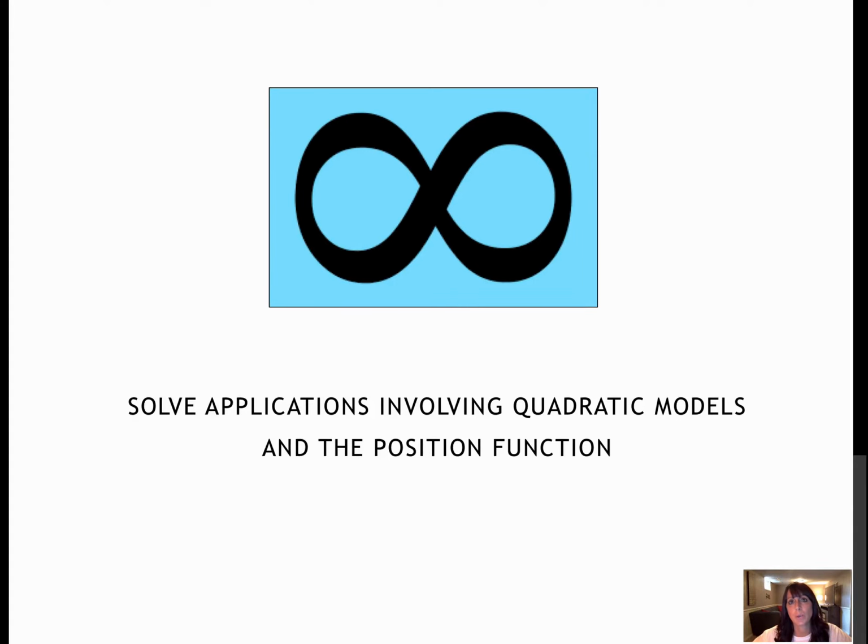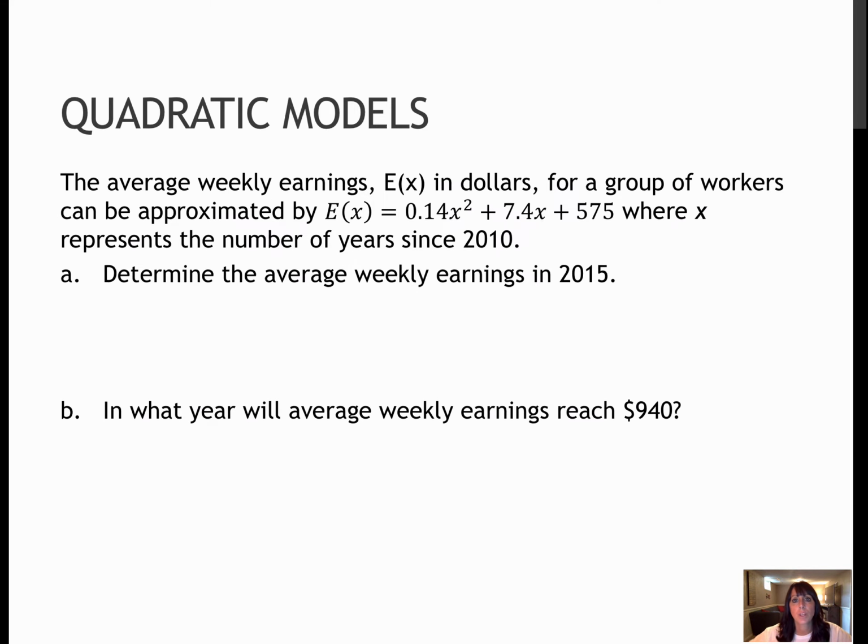In these examples, we will explore a few other quadratic models, particularly the position function. So for this first one, this is not obviously the position function, but they have already given us the quadratic model, which is right here, where E of X represents, in dollars, average weekly earnings, and X represents the number of years since 2010. So we're asked to do two things.